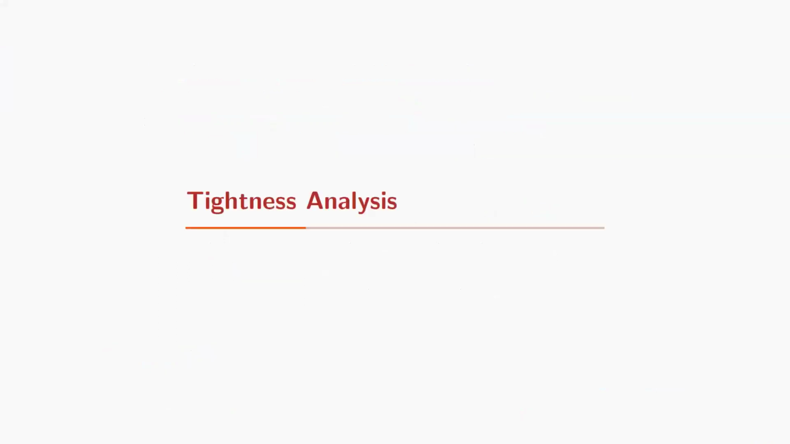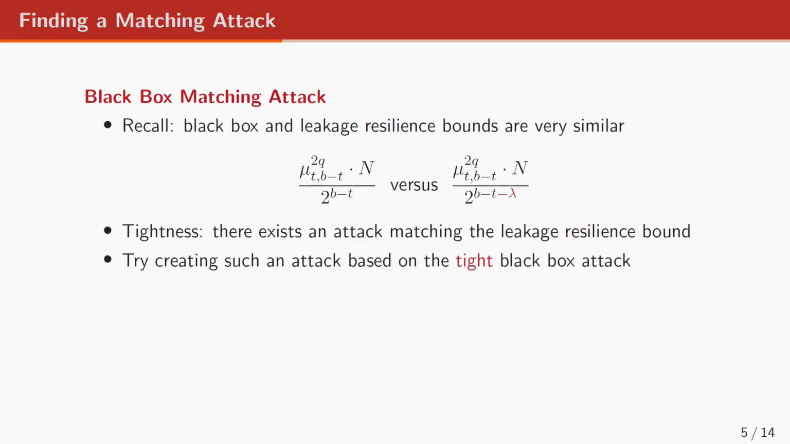So now let's take a look at the tightness of the leakage resilience security bound, and in this presentation, specifically the third term. Recall, as I said, that the black box and leakage resilience bounds had very similar third terms. The only difference was the lambda. To analyze the tightness of the term in the leakage resilience bound, we need to find out if there exists an attack that matches the complexity of this term.